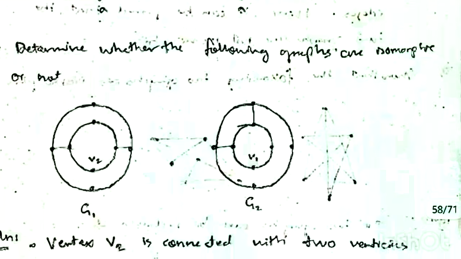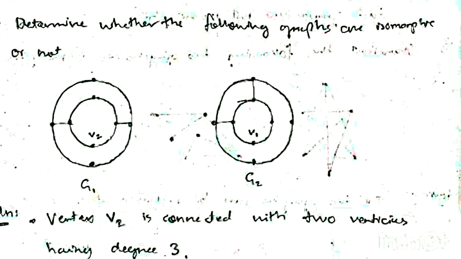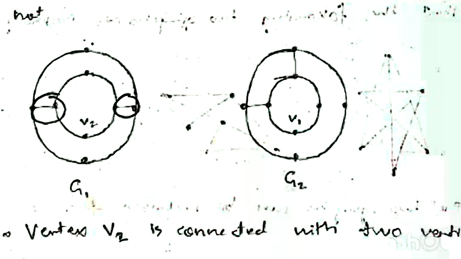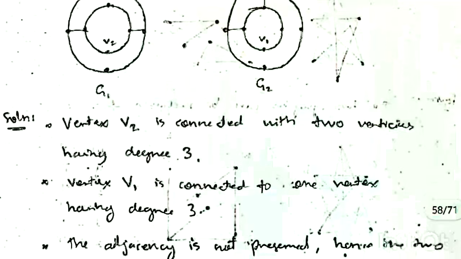Next, in this question we have been given two circles, and in these circles you can observe here that in between both of these there is one gap, but in this graph you have no gap here. So the adjacency is not preserved, hence the two graphs are not isomorphic.